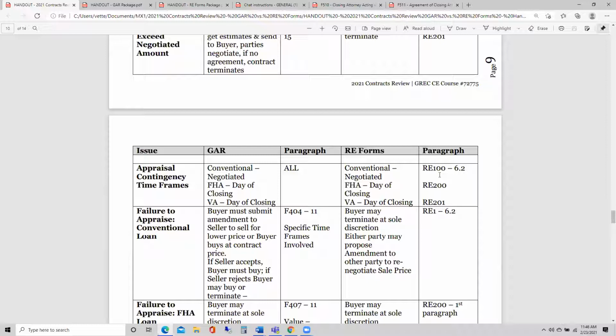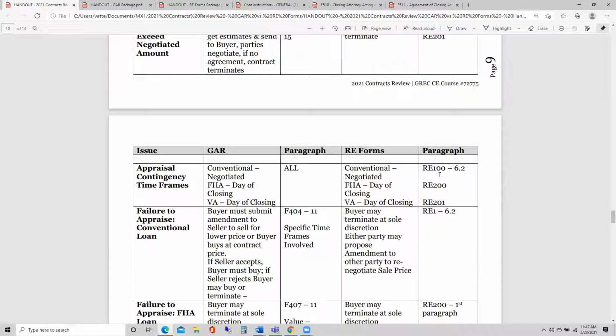If you write a contract under the RE forms, can I use the GAR forms for the exhibits? No, not really, because it depends. If it's a conventional loan on the RE form, there is no exhibit. It's in the purchase and sale. If you're binding under the RE forms and the buyer is getting an FHA or a VA insured loan, I'm not sure there is an FHA and VA loan contingency exhibit in the RE forms package. So I'm not sure why you would want to use the GAR exhibits.